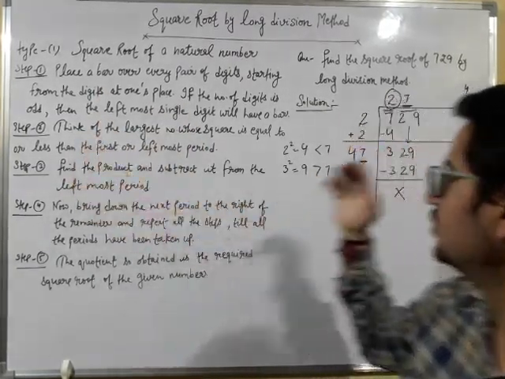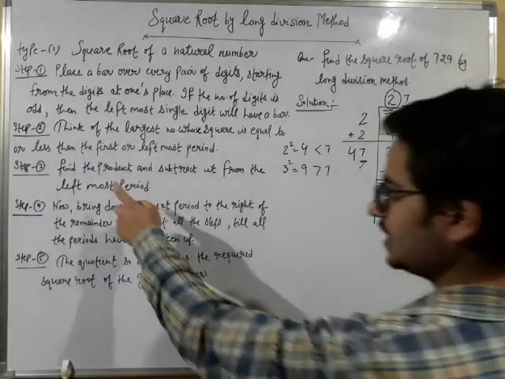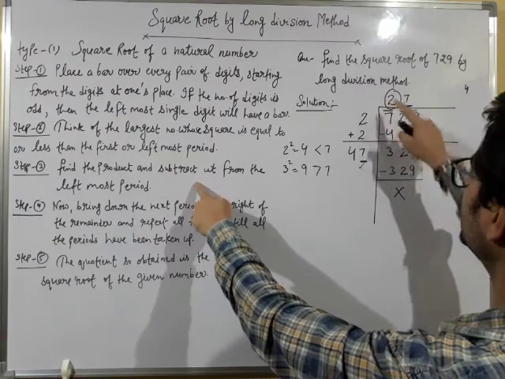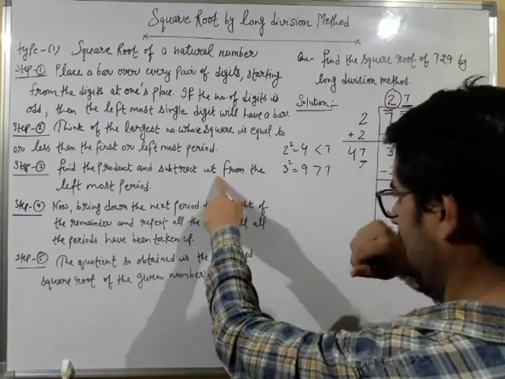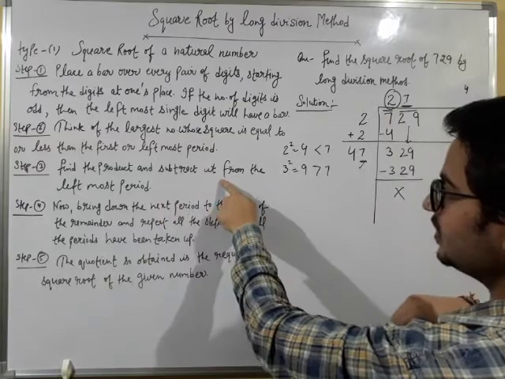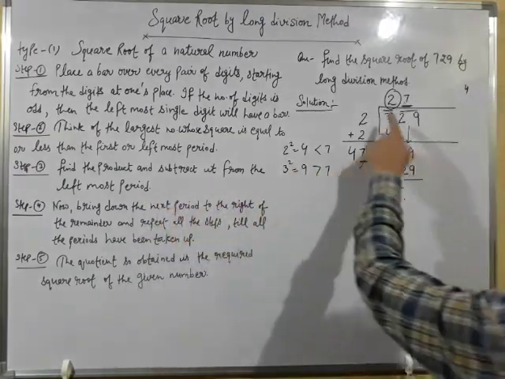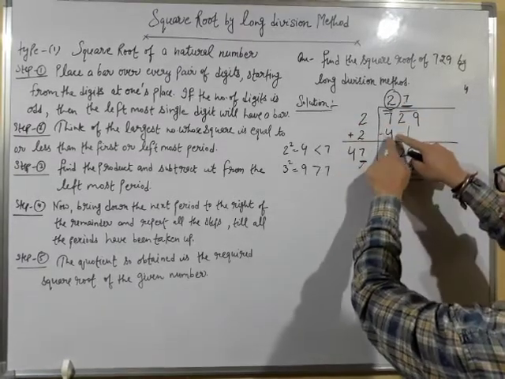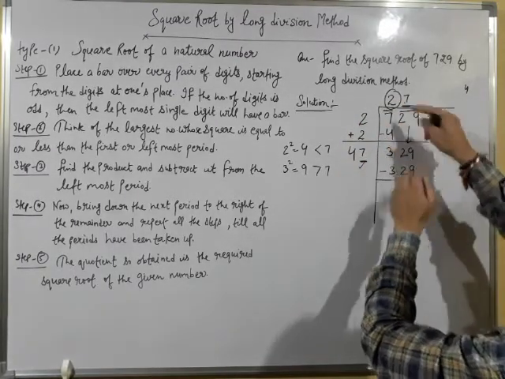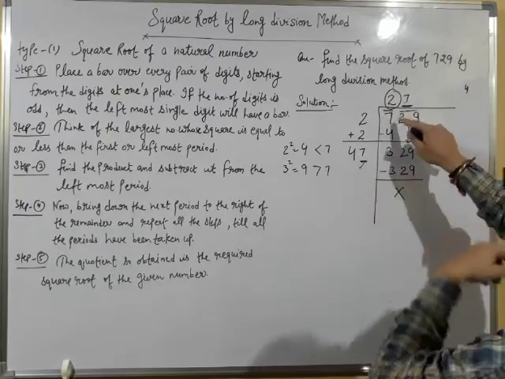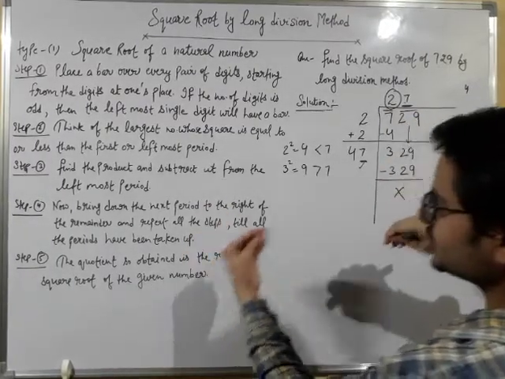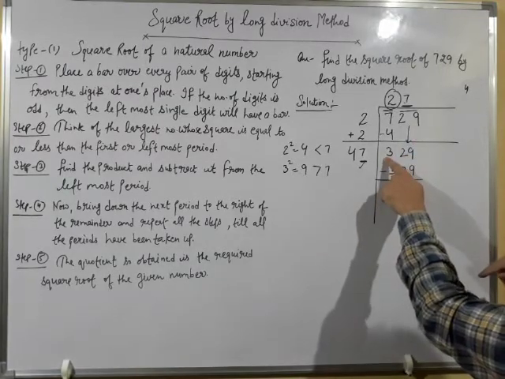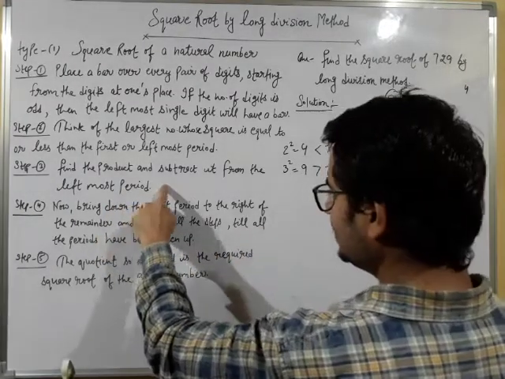After step number 2, just match what we have done here. We find the product: 2 into 2 is 4. And subtract it from the leftmost period. The leftmost period means 7. We have multiplied 2 into 2, written 4 here, and subtracted 4 from 7. Why? Because 7 is the leftmost period. After subtraction, we have 3. Step number 3 is completed.